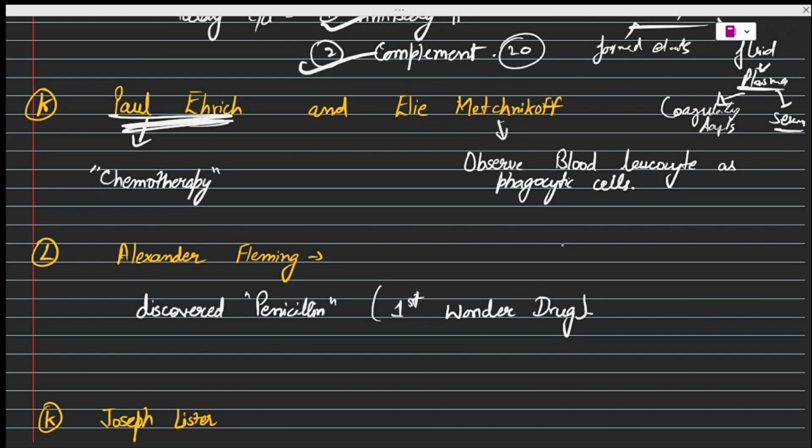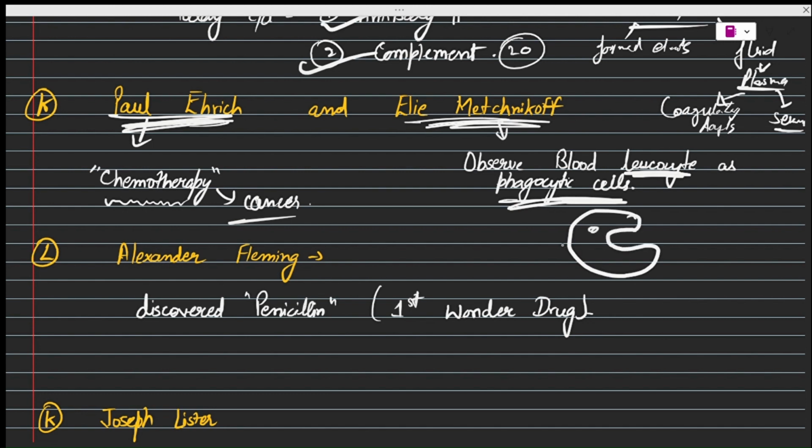Then comes into the picture Paul Ehrlich and Elie Metchnikoff, whatever you want to say. I don't know the exact pronunciation, but we'll continue. Paul Ehrlich invented chemotherapy, which we still use against cancer. And Metchnikoff observed the leukocytes having phagocytic property. So basically the phagocytic cells engulf antigen completely and destroy them.